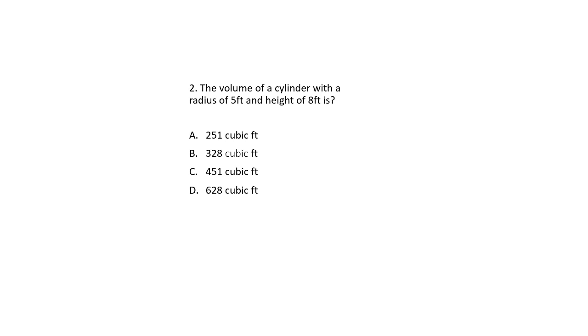The volume of a cylinder with a radius of 5 foot and a height of 8 foot is 251 cubic foot, 328 cubic foot, 451 cubic foot, or 628 cubic. So volume of a cylinder is pi r squared times height. The answer is going to be D, 628 cubic feet.